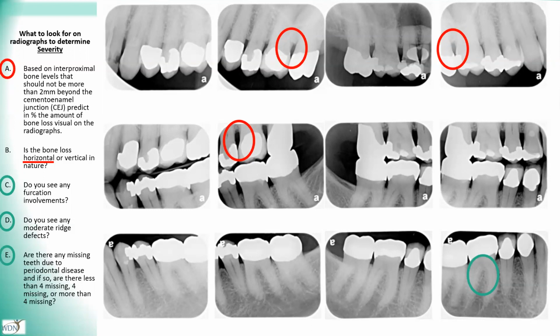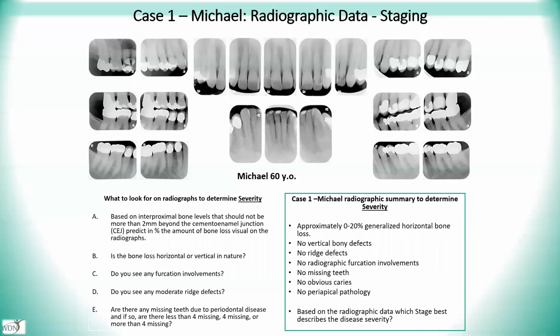And then you want to ask, is the bone loss horizontal or vertical? And so I tried to demonstrate here that we have some horizontal bone loss. But these green circles represent that I don't have furcation involvements. I don't really see any furcation involvements suggested on the radiographs. I don't see any ridge defects, and I don't see any missing teeth. So again, what we have here looking at the radiographs is just make some prediction about the percent of bone loss that's visible on the radiographs.